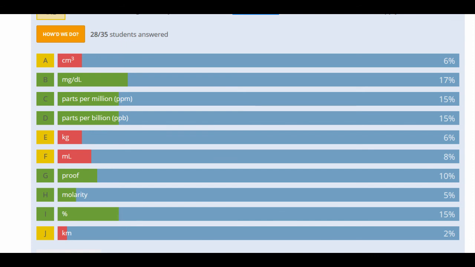Anybody know where the term proof comes from? Anybody know what proof stands for when it comes to alcohol? If something is 100 proof, it is about 50% alcohol. Proof is equal to the percentage times how much? Times 2. So 100 proof is 50% alcohol.